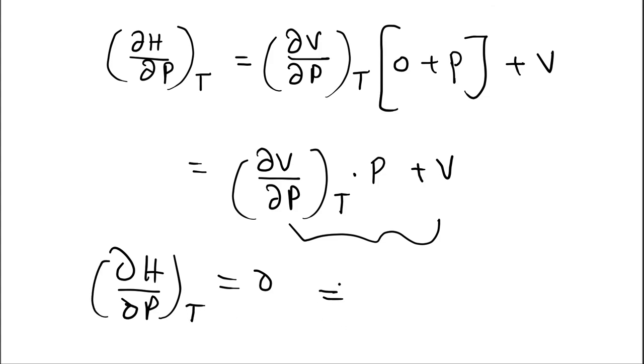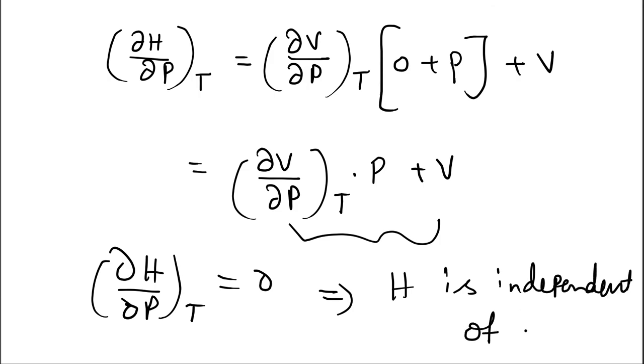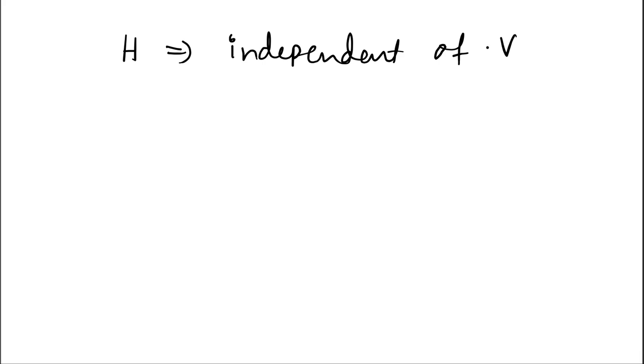What does it prove? It proves that enthalpy H is independent of pressure. We already know that pressure and volume are related, so that infers H is also independent of volume. Therefore it gives that H is only a function of temperature. So that's how we have proved that enthalpy and internal energy are only functions of temperature. They are independent of volume and pressure.